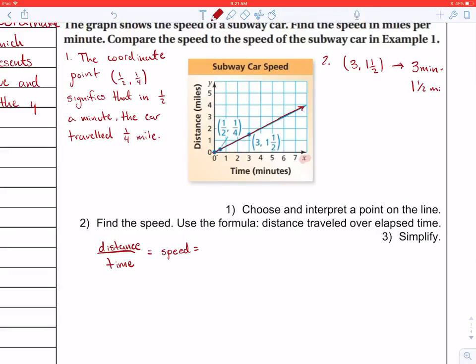And so we can use any of the points that we'd like. So let's go ahead and use that (1/2, 1/4). Let's start off with the first point. And so we're going to set this up as distance over time. So that's the y value over the x value, because remember that the y value represents distance and the x value represents time. And so if we're going to set up y over x, we're just going to take our coordinate points and plug them into our formula here. So it has traveled 1/4 mile in half a minute.